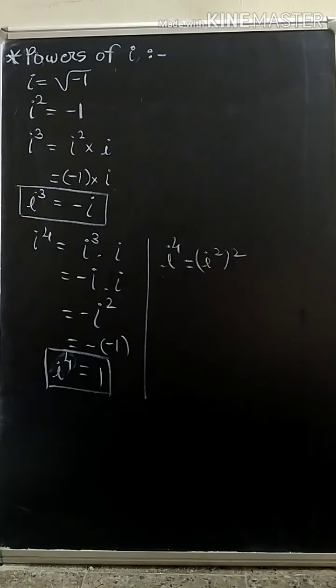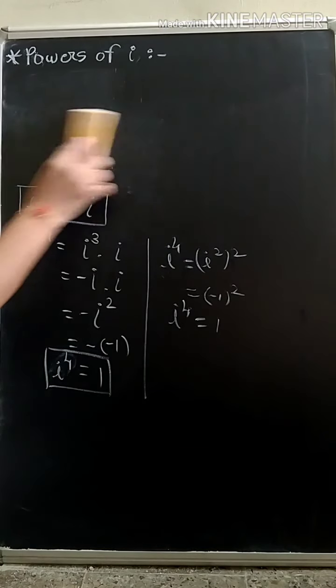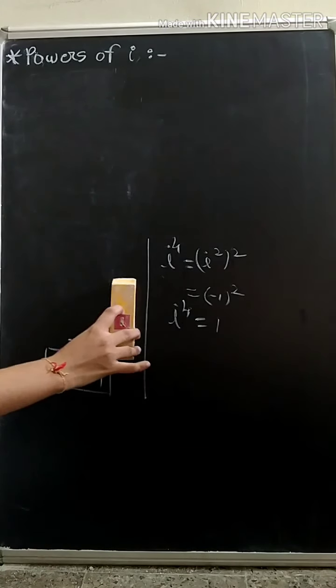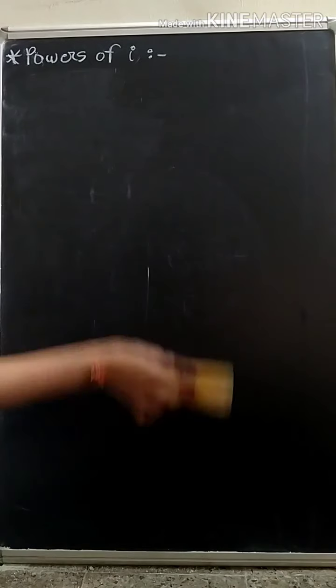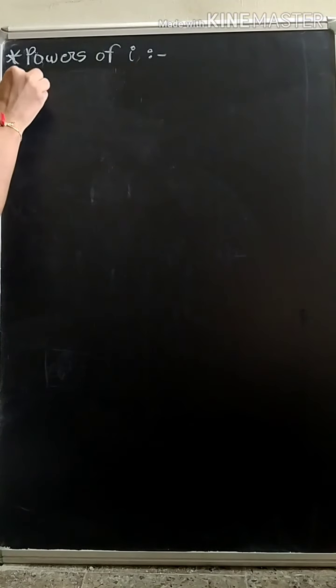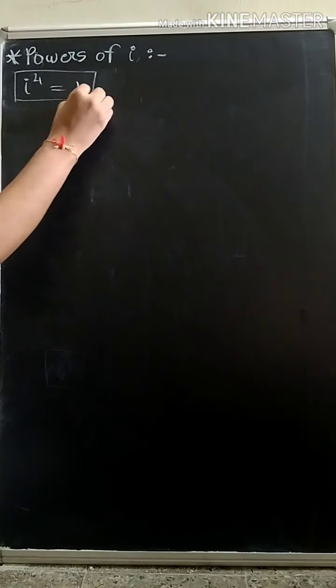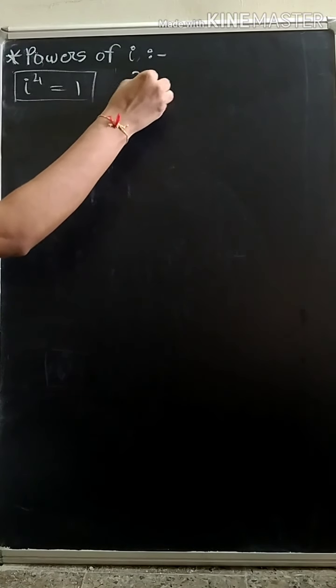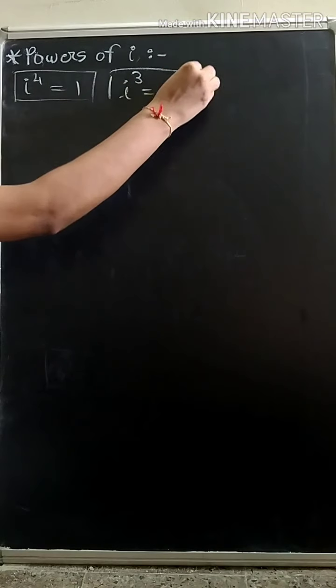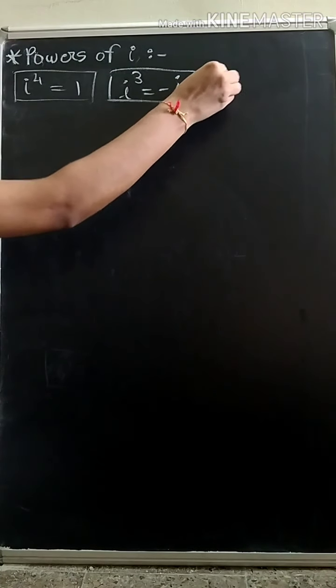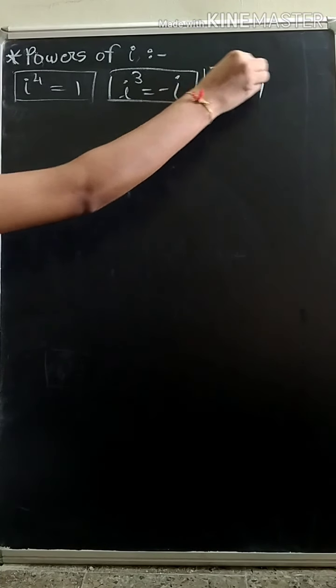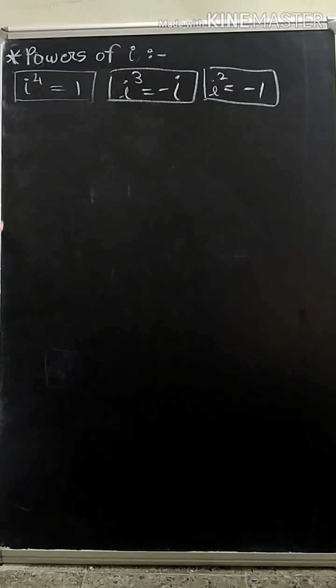Now next. i raised to 4 equal to 1, this we get. And i cube equal to minus i, i square equal to minus 1. These three things we get.